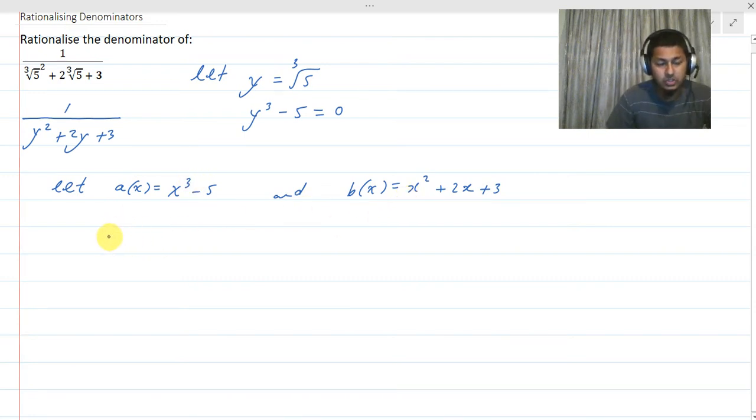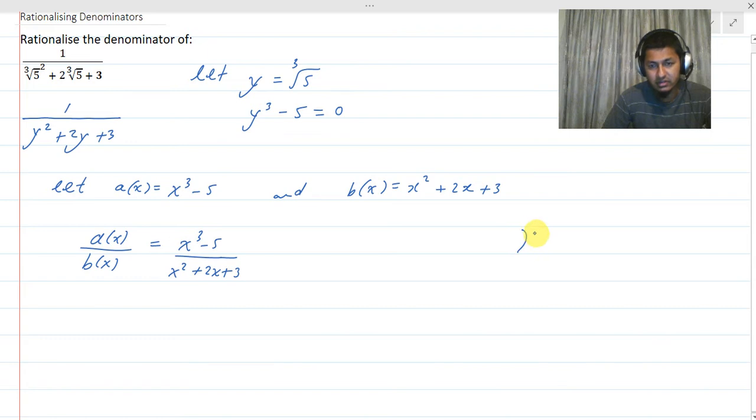So what we need to do is take a of x and divide it by b of x. So if you take a of x and divide it by b of x, what we actually get is x cubed minus 5 over x squared plus 2x plus 3. I'm going to use detached coefficients or synthetic division. Well, there are many ways to do this.